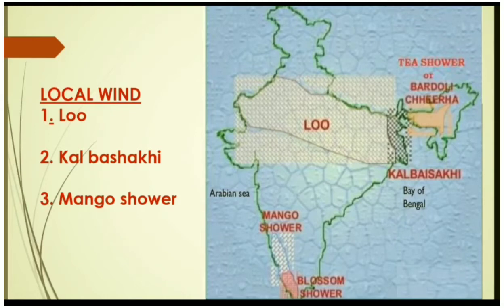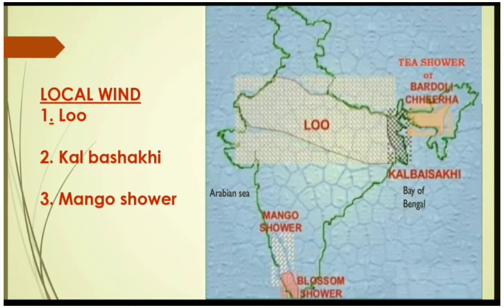Now during the summer season, from north to south, there are a number of local winds which blow. First one is Lu, second Kalbaisakhi, and third is Mango Showers. Now Lu is a hot, dusty, dry wind which blows in the month of May to June, and it is also known as sandstorm in the part of Rajasthan. And during this time, the temperature increases from 45 degrees Celsius to 50 degrees Celsius.